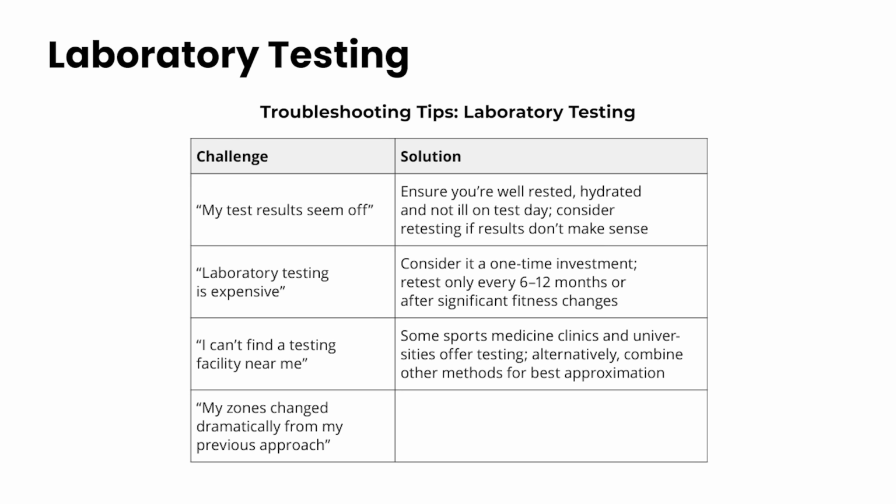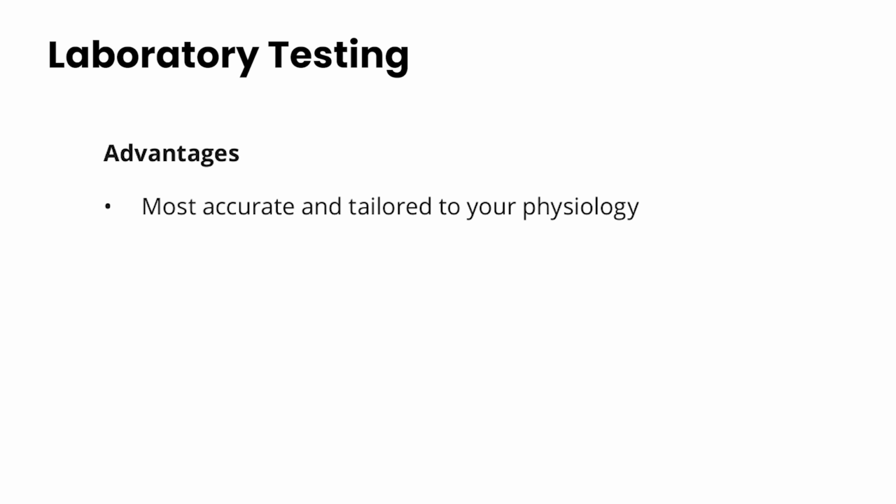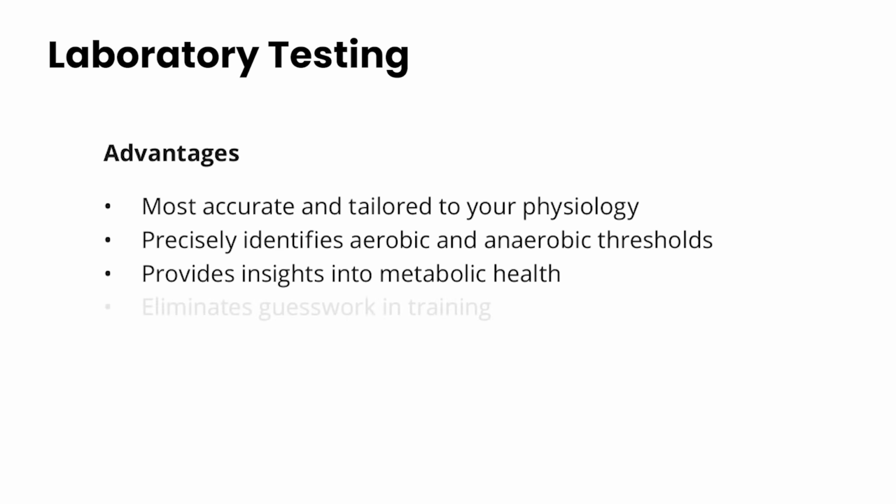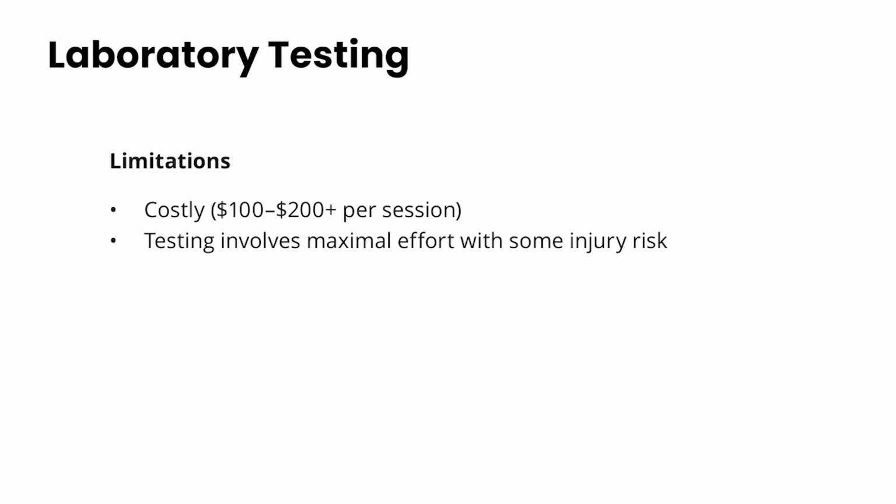My zones changed dramatically from my previous approach. Transition gradually to new zones. Trust the process and evaluate how you feel. Advantages: it's the most accurate and tailored to your physiology, it precisely identifies aerobic and anaerobic thresholds, it provides insights into metabolic health, and it eliminates guesswork in training. Limitations: it can be costly, $100 or $200 or more per session. Testing involves maximum effort with some injury risk.